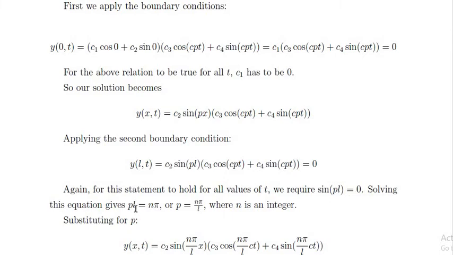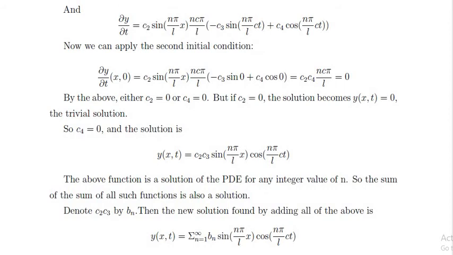Solving this equation, we will get pL equal to n pi or p equal to n pi by L, where n is an integer. Substituting the value of p in the equation y of xt, y of xt becomes c2 sin n pi by L x into c3 cos n pi by L ct plus c4 sin n pi by L ct. Wherever p, replace p by n pi by L. So we have applied boundary conditions.